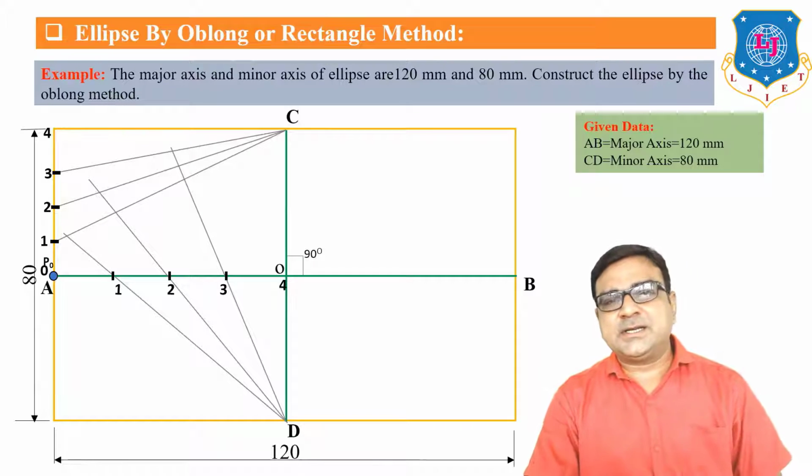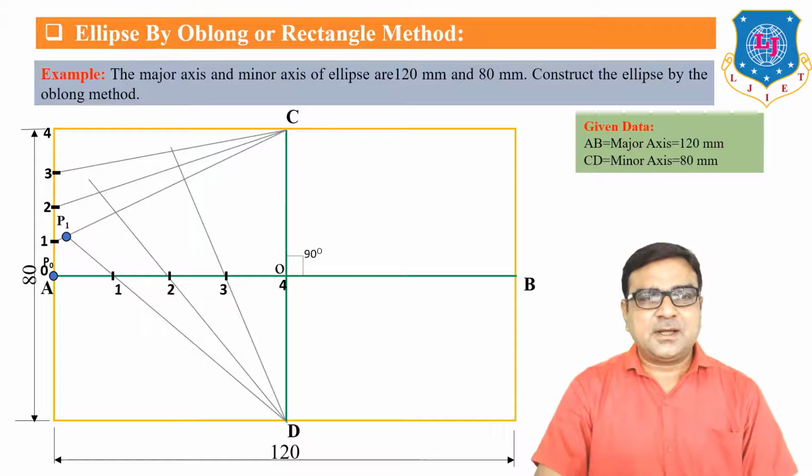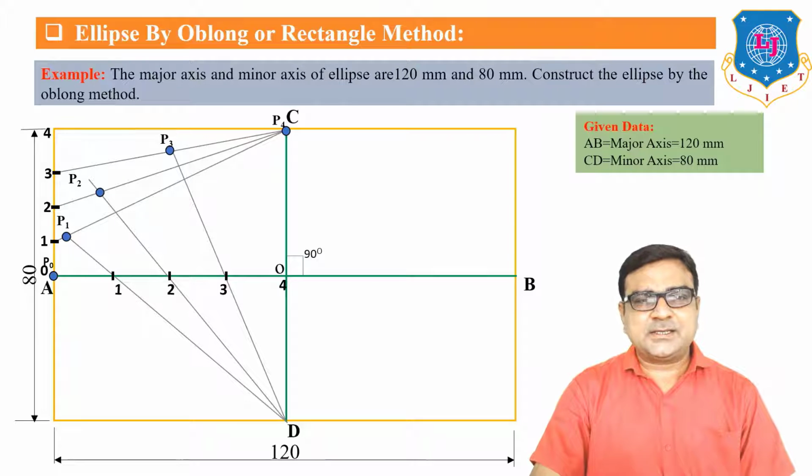Here actually A, B, C, D are 4 points of the ellipse, and another point is obtained by intersecting C1 and D1, which is P1. C2 and D2 intersect at P2. C3, D3 intersect at P3, and C is obviously a point of the ellipse. So in this rectangle, one quadrant gives 4 to 5 points. If you join all these points, you will get the ellipse. You can apply this method in the remaining 3 quadrants also.